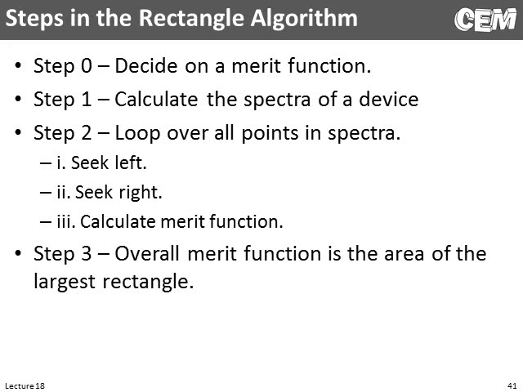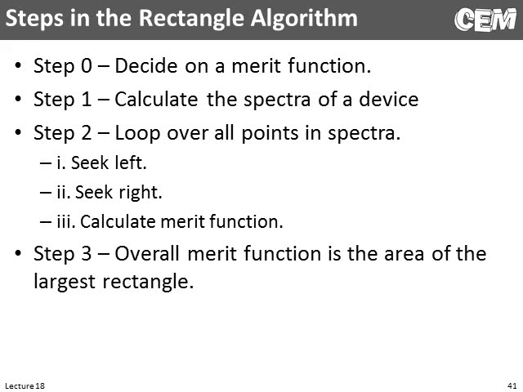Then once we have that, we loop through the spectrum and we look at each point in the spectra, and what we'll do is we'll seek left and we'll seek right to find the left and right edges of a rectangle. And then based on how deep that rectangle is and how wide it is, we can multiply those two things, or calculate the area of that rectangle, and that's the merit function. And we do that for every point in the spectrum. And so our overall merit function for that device will be the area of the rectangle that was largest of all the rectangles that we experimented with. So this is really just a clever way of fitting the largest rectangle under this reflection curve.